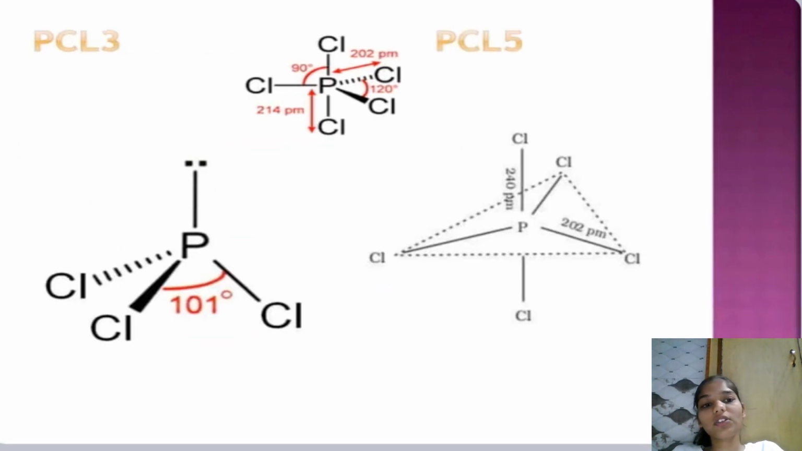Last is the structure of phosphorus pentachloride and phosphorus trichloride. The shape and geometry of phosphorus pentachloride is trigonal bipyramidal, and the shape of phosphorus trichloride is pyramidal.